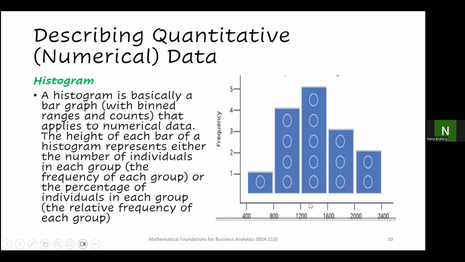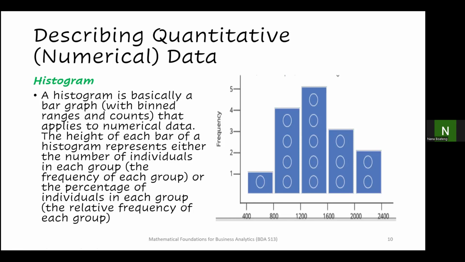So when you are doing your histogram, be mindful of the axis. The bars fall in between the figures. The figures are not in the middle of the bar. Do you follow? Okay, so this is a typical histogram.